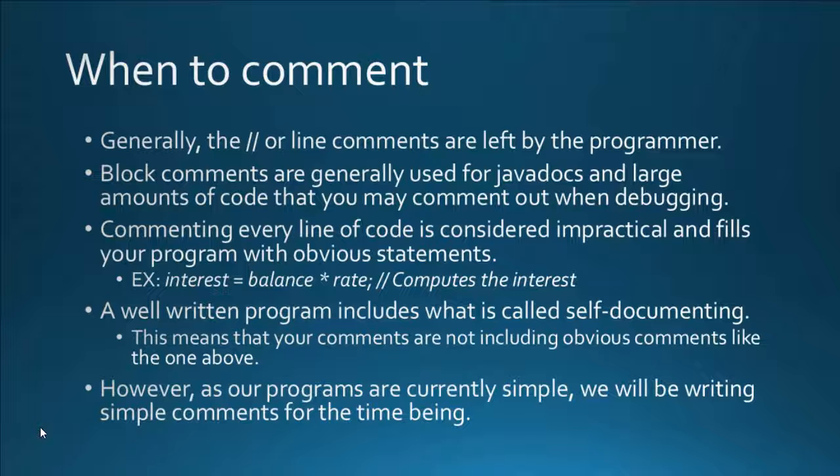Now, our programs to start off are relatively simple at the moment. So we're going to have simple comments for the time being. So we will have things like computes the interest. Later on, as we get into more advanced coding, you can start dropping a lot of these self-explanatory comments. We're going to have a lot of System.out.println statements. You should comment those. What is it printing out? That helps me as the instructor know, do you actually understand what this is? Because you have to write the comment that describes what the code is doing.